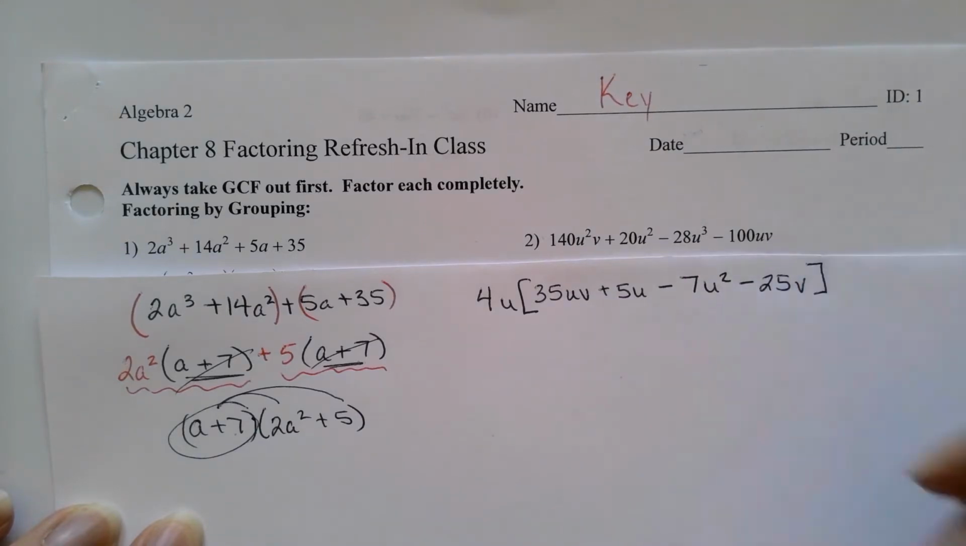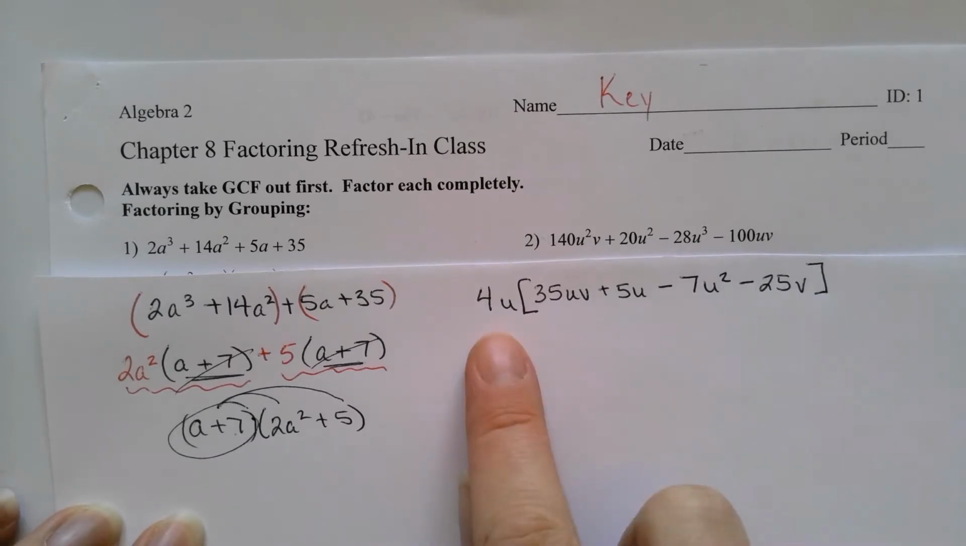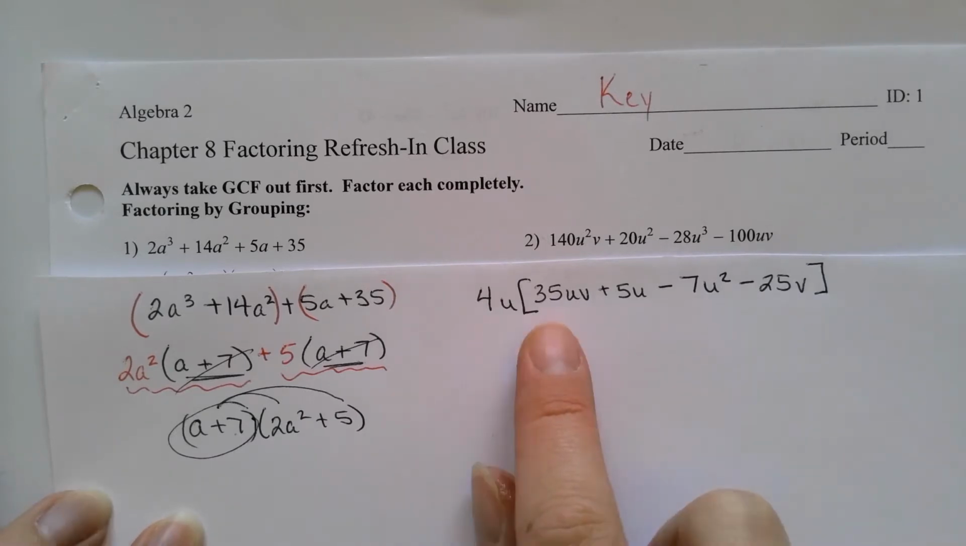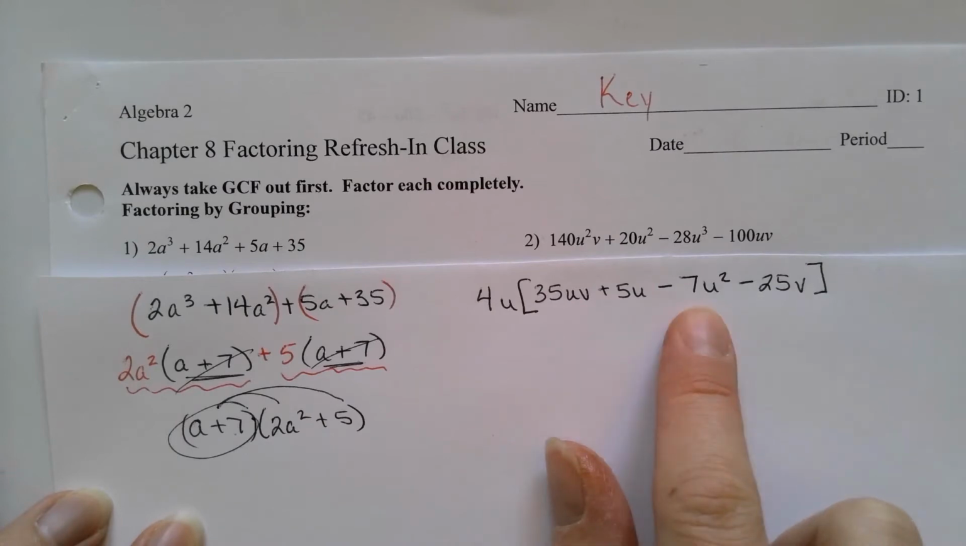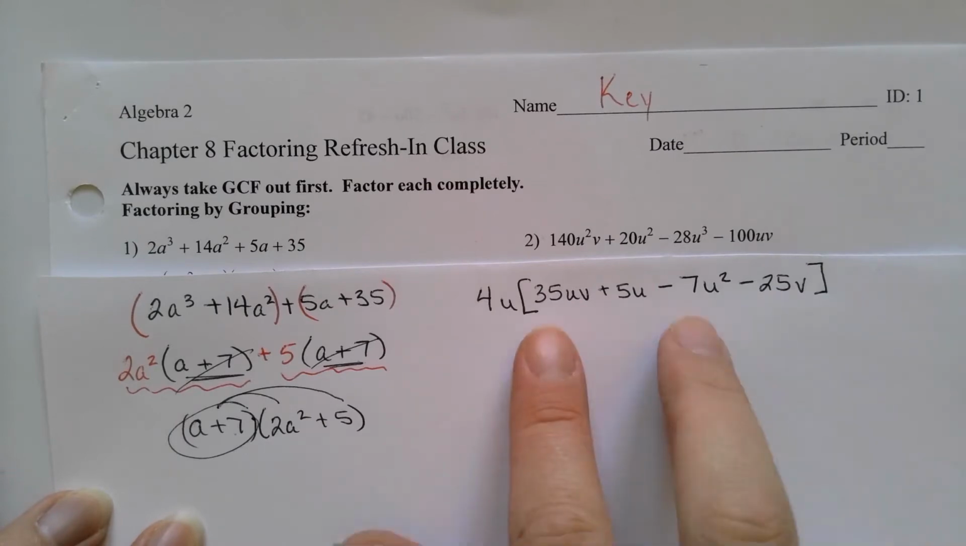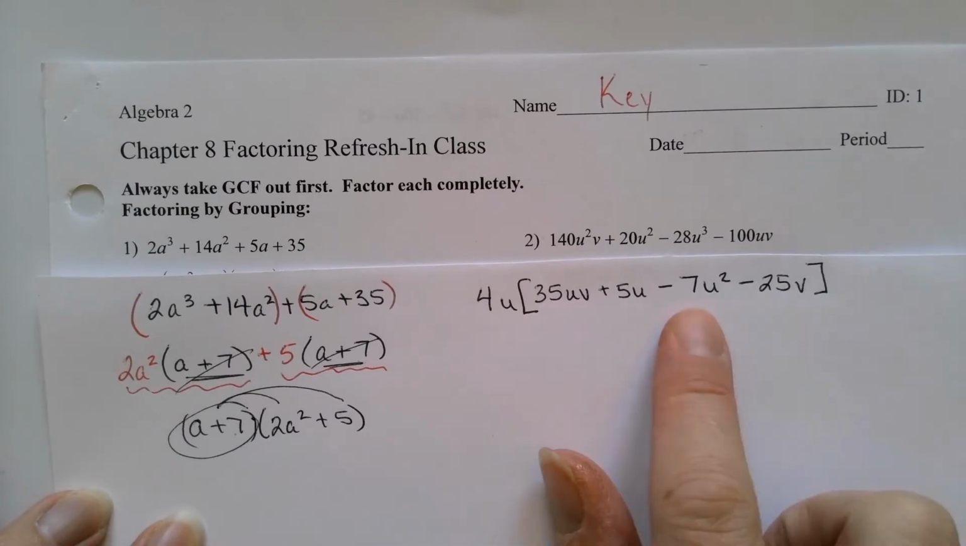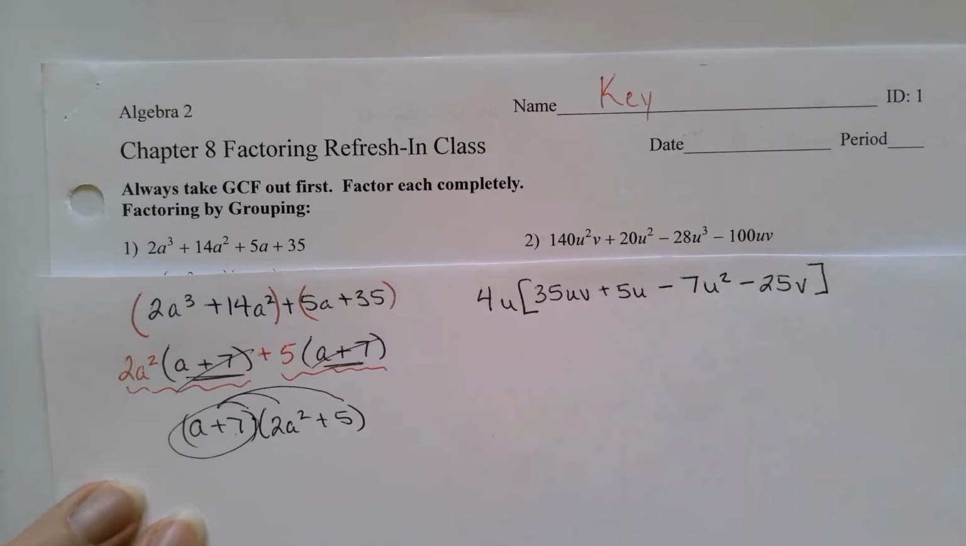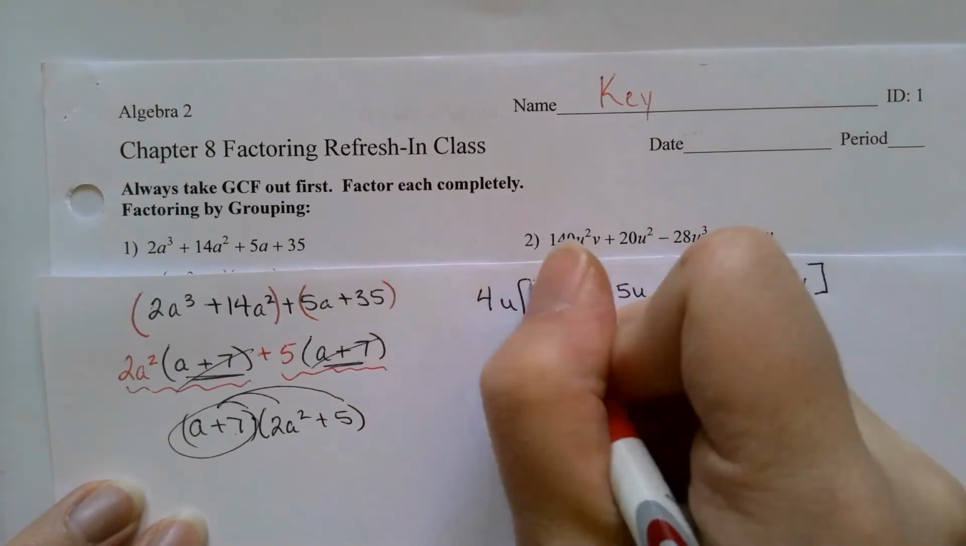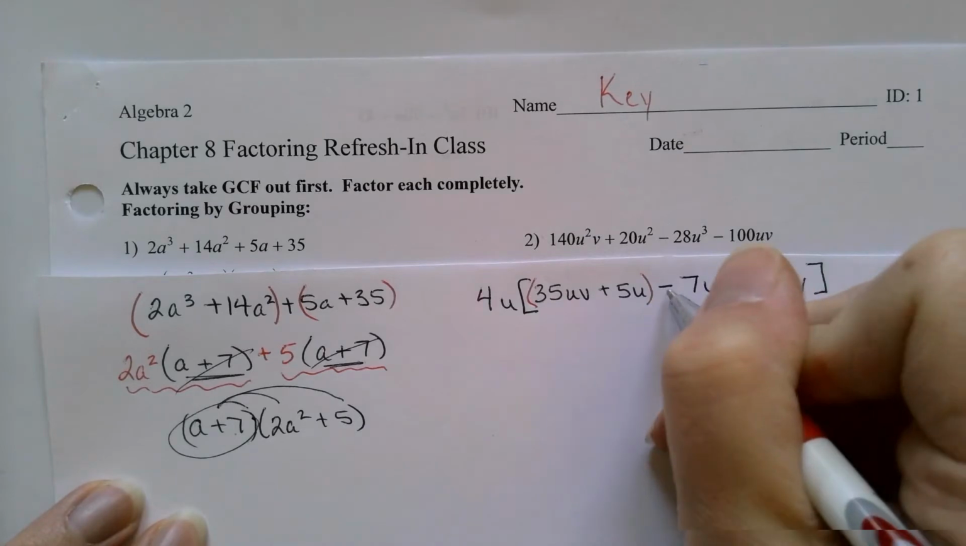Put my brackets there. Okay, now that I've taken out the GCF, what I think is a GCF, I'm going to double check it. 35, 5, 7, 25. Okay, all of these have a 5, but the 7 doesn't, and there's no GCF then. So I'm going to go ahead and group the first two, but if you remember I told you there always has to be a plus sign in the middle.